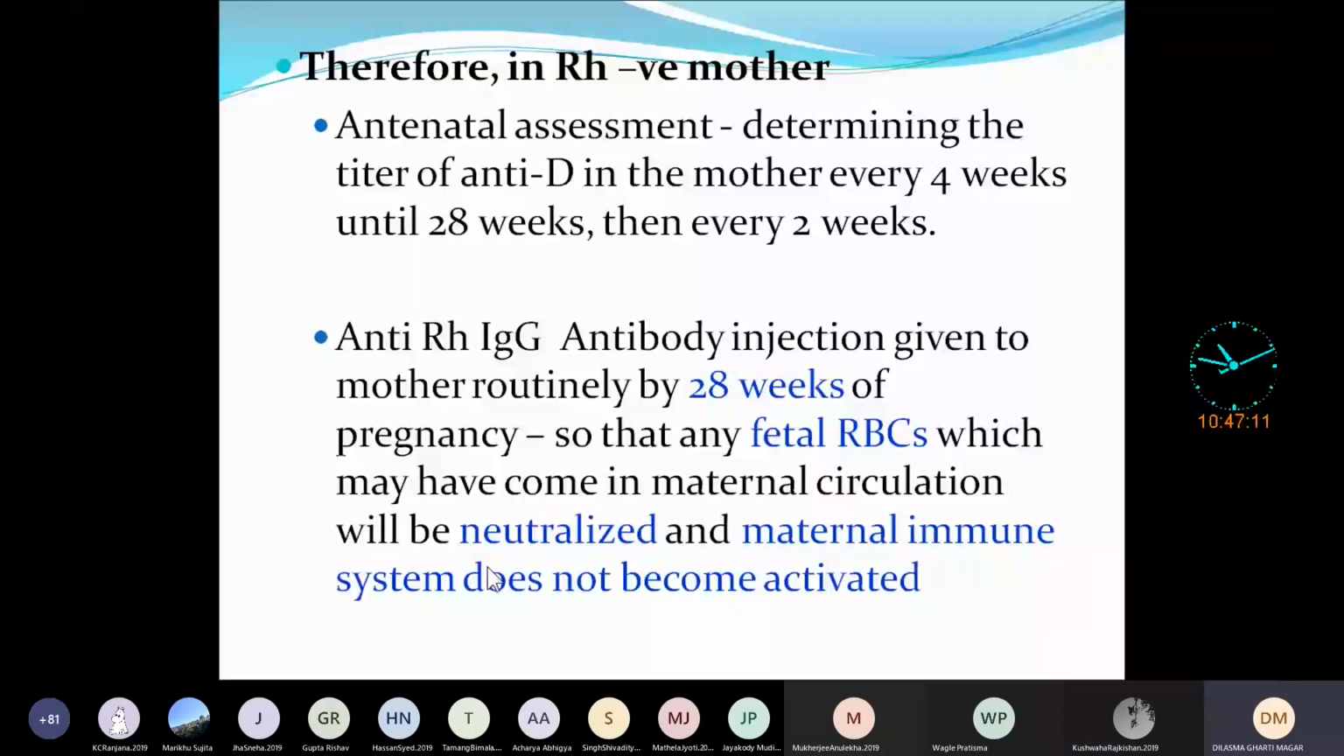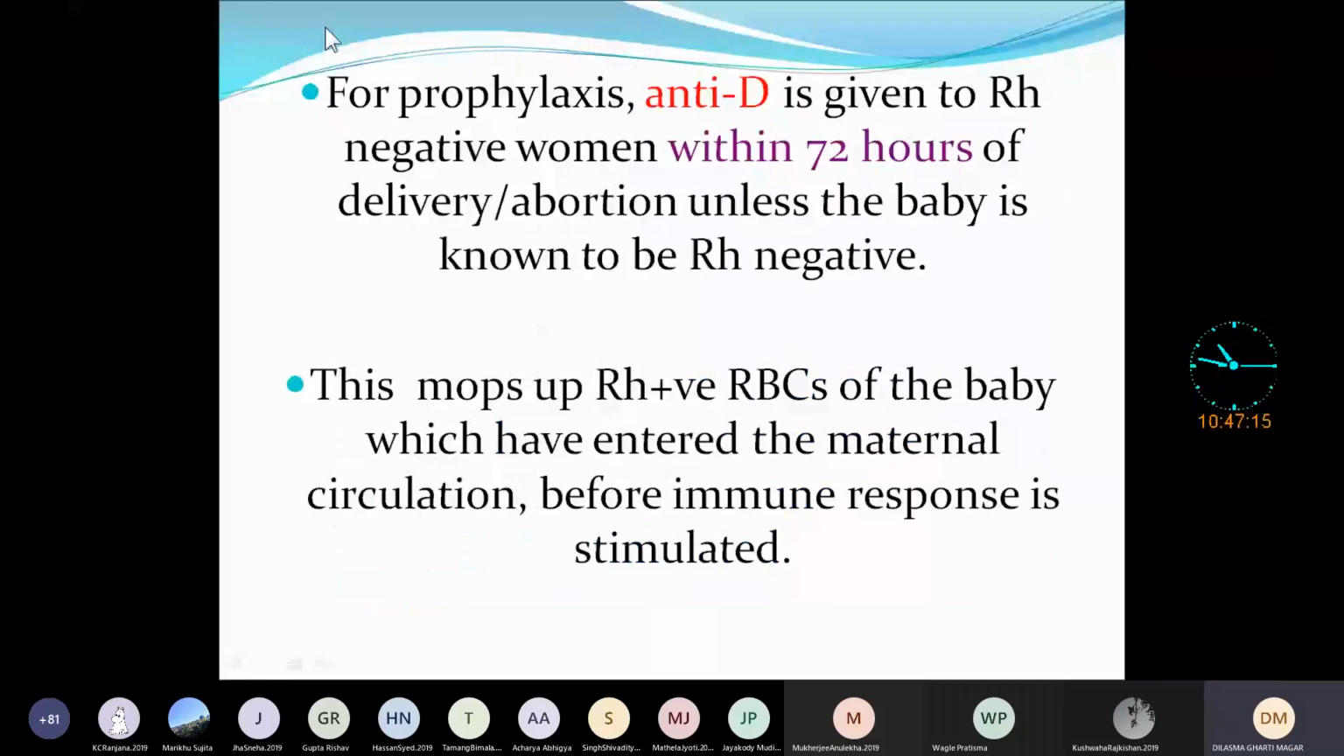Now for prophylaxis, anti-D is given to the Rh negative women within 72 hours of delivery or abortion, unless the baby is known to be Rh negative. If the baby is Rh negative, there will be no problem, isn't it? So whenever there is a delivery or an abortion, anti-D is given to the mother who is Rh negative. So what happens here? This mops up the Rh positive RBCs of the baby which have entered the maternal circulation before the immune mechanism becomes stimulated.